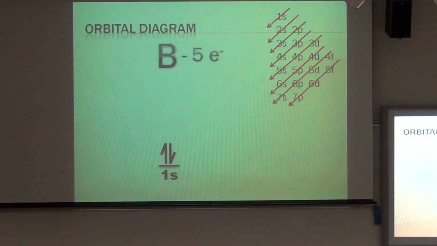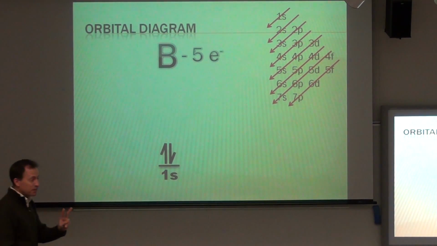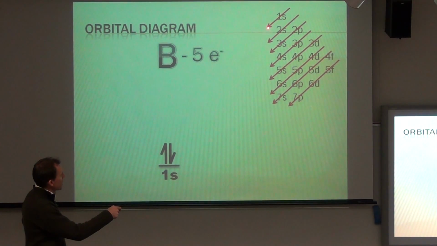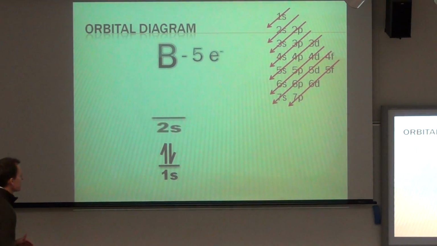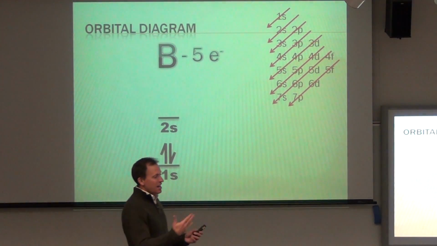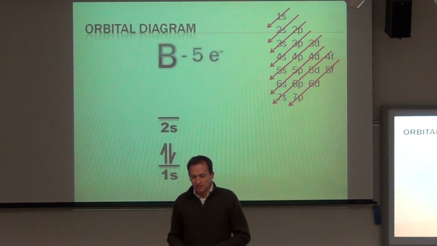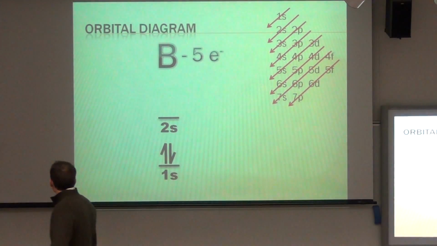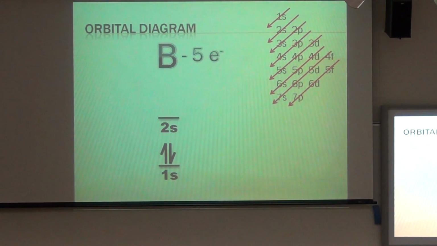So I can't do any more. A line only can hold 2 electrons, up and down. So what do I do? I go to the end of my line. The line's done, so I go to the top of the next line. It's a 2s. That's a new energy level. So I write it above, but it's still an s, so I go right above that one. So make that line. So I go 3 and 4.